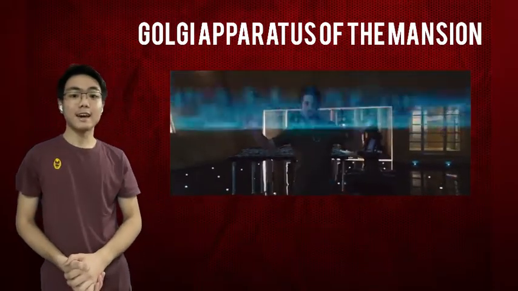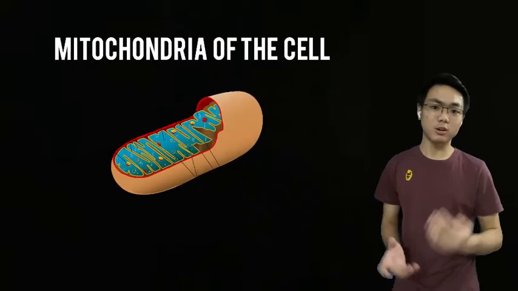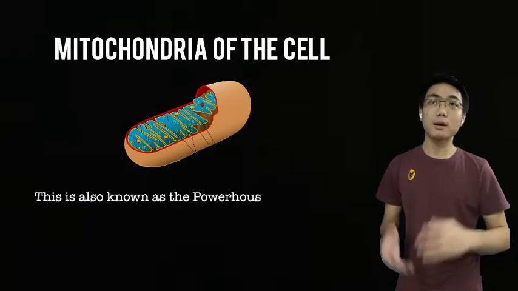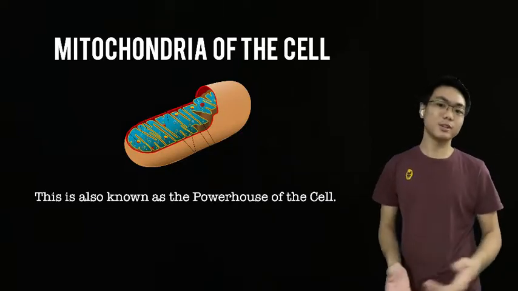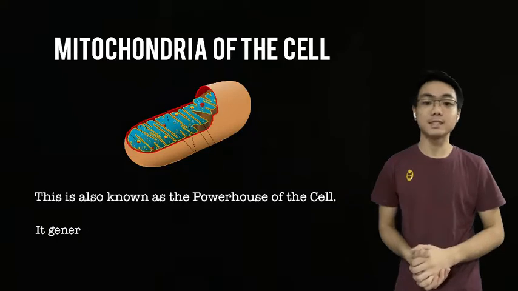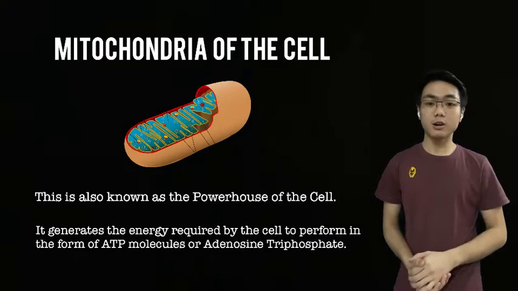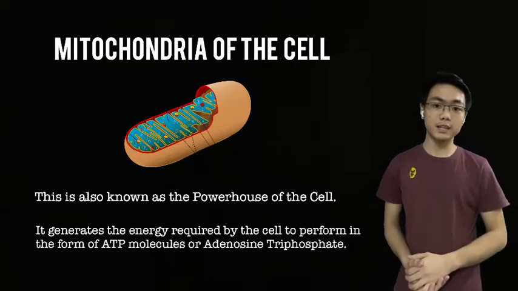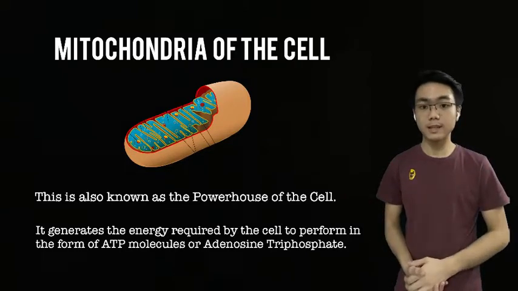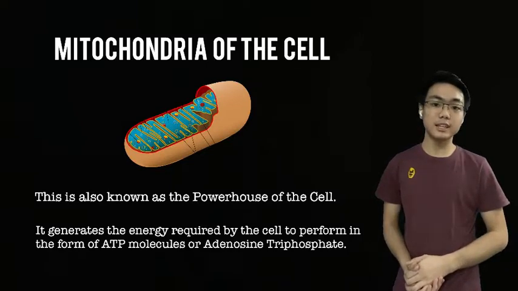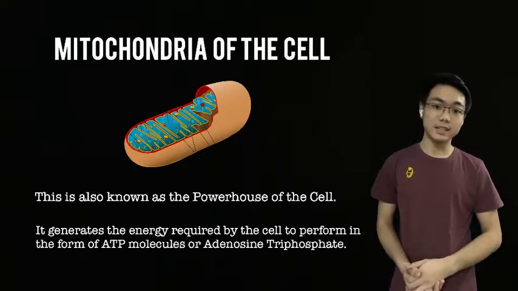Thank you for that. And now let us move on to the next one. Probably the last, I'm not quite sure. So yeah, I do think that this is the last though. The last but not the least is the mitochondria, also known as the powerhouse of the cell. Everybody knows it by the term powerhouse of the cell. So why is it called the powerhouse of the cell? The mitochondria produces energy in the form of ATP molecules, or adenosine triphosphate, and these are the energy needed by the cell to perform its activities.